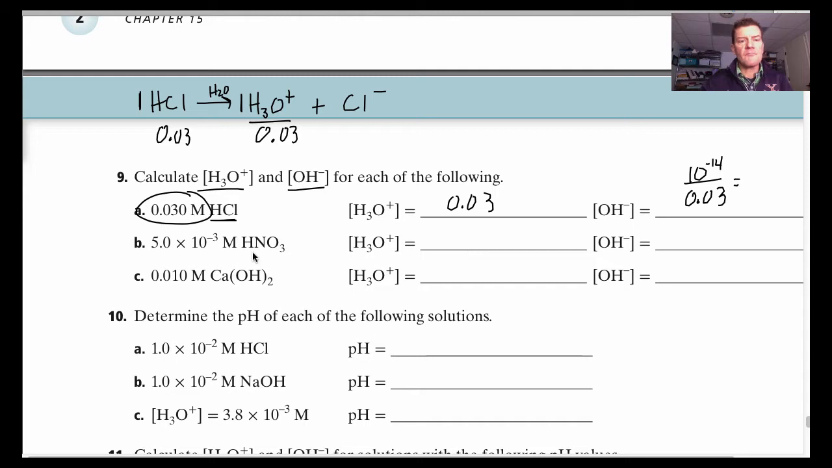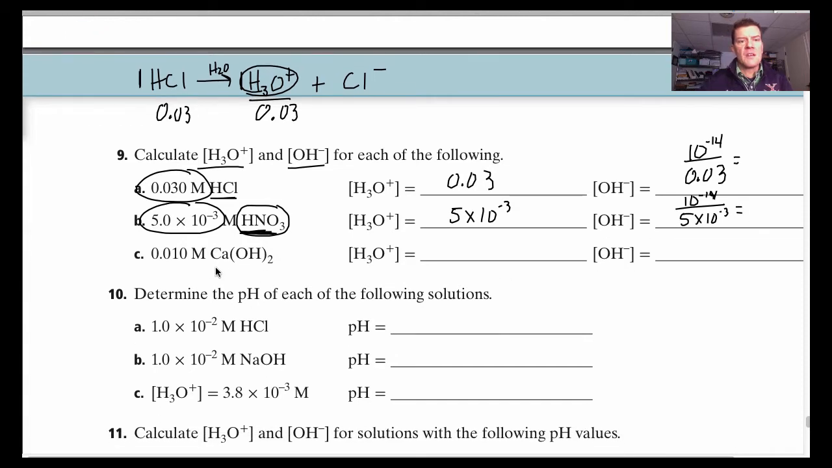Okay? Here we have another strong acid. So for every one HNO3, that's nitric acid, you're going to get also one hydronium, just like the HCl up here. So if we've got 5 times 10 to the negative 3, then you're going to have 5 times 10 to the negative 3 of these. And what's the concentration of the hydroxide? It's going to be 10 to the negative 14 divided by 5 times 10 to the negative 3. And you do that calculation.